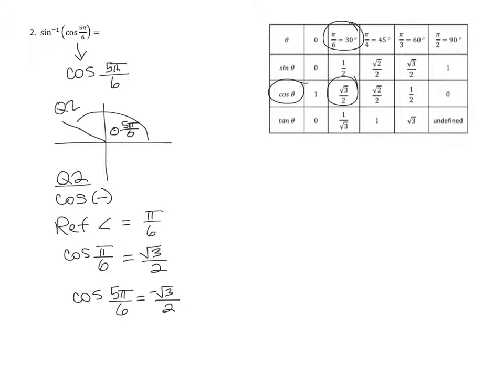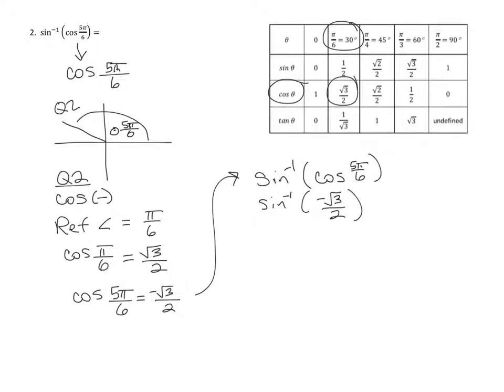Now let's go and finish the problem. We had the inverse sine of the cosine of 5 pi over 6. But we just found that the cosine of 5 pi over 6 is negative square root of 3 over 2. So now we're left finding the inverse sine of the negative square root of 3 over 2. As you remember, for inverse sine, we are trying to find a value of theta such that the sine of theta equals negative square root of 3 over 2.